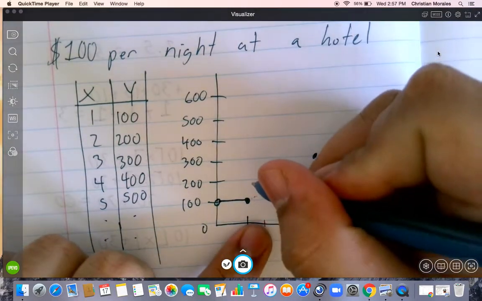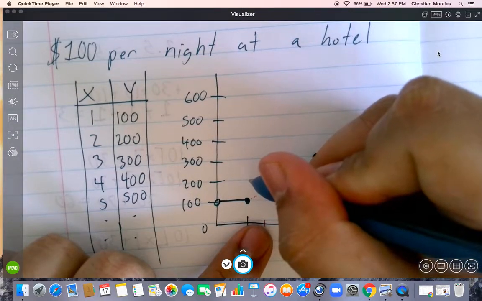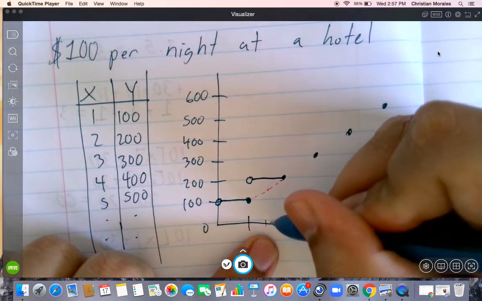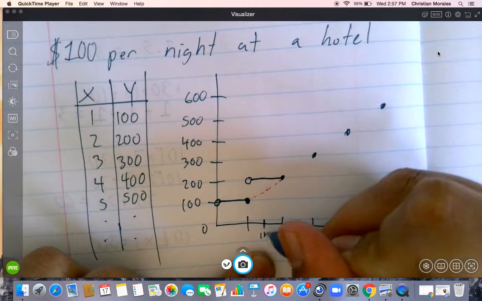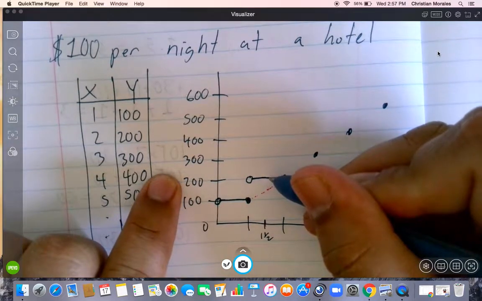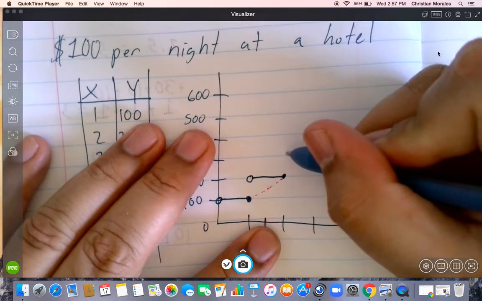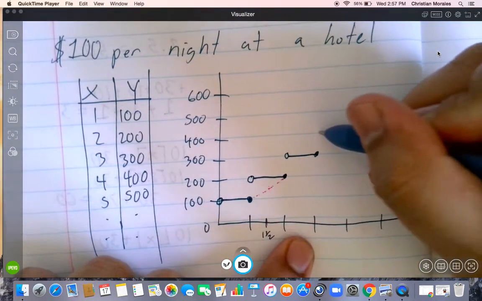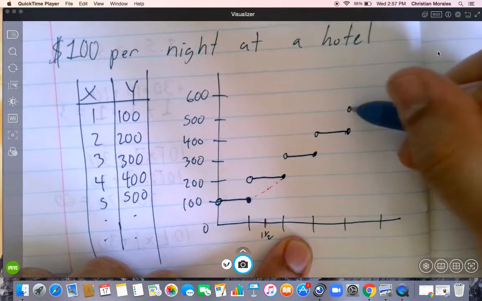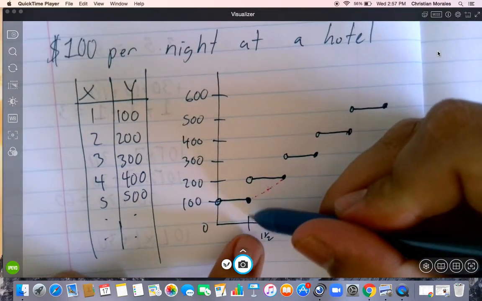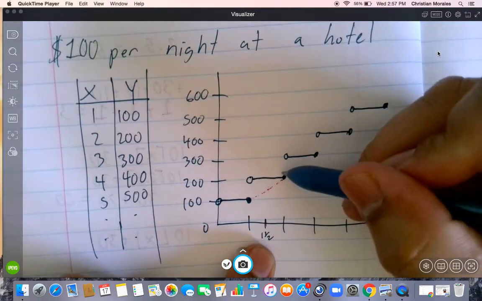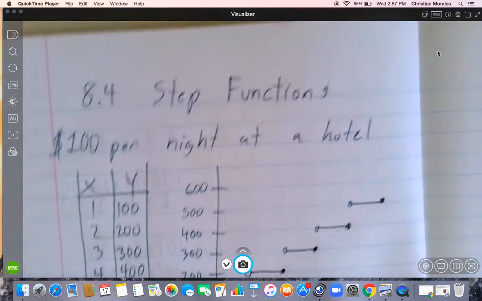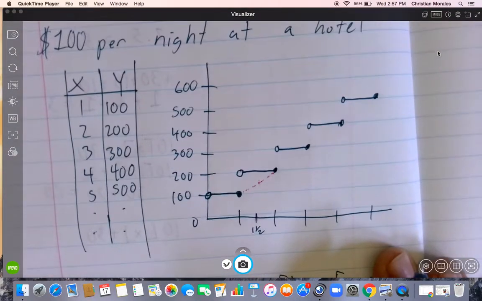Then, after your checkout time, usually around 10 or 11, if you miss that, you're going to be charged for 2 nights. So even if you're not there for 2 nights, you're there for 1.5, you're going to be charged for 2 nights, $200. And it continues. If you miss the checkout time here, you're going to be charged for the next day, and the next day, and the next day. So these are called step functions because obviously they look like steps.